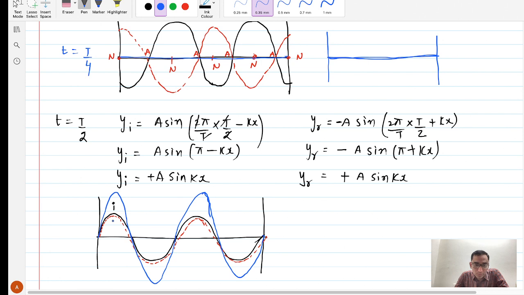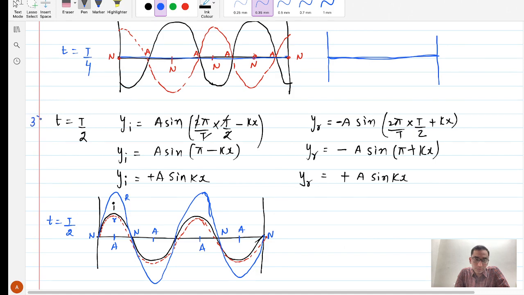Alright, so the red one was the reflected wave and this is the resultant wave. So crest and crest meeting are antinodes, trough and trough meeting are antinodes. So these are all the regions of antinodes. Between two antinodes you must have a node, the fixed end is always the node. So this is the entire story for time equal to T by 2.